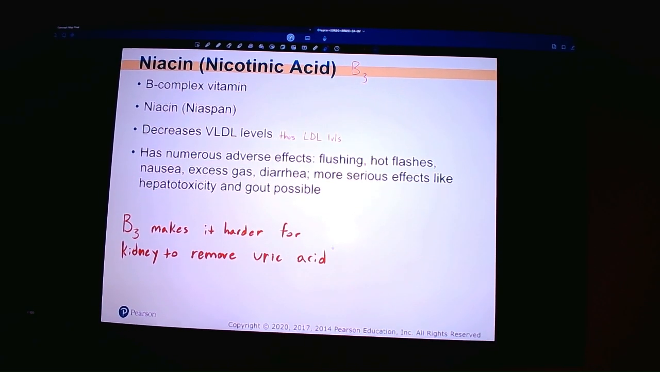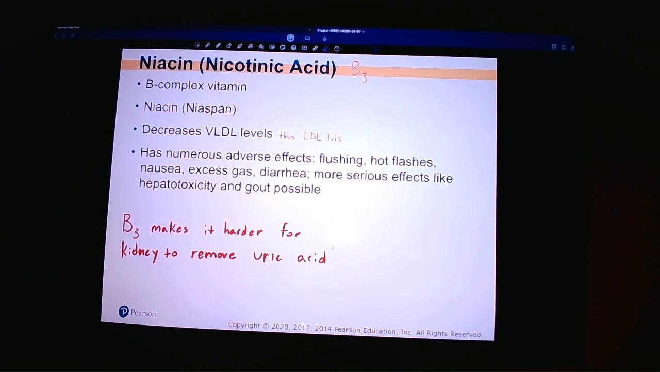Now we're going to talk about niacin, right? So that's our vitamin B3. This is going to be a little review of our vitamins chapter, right? It's a B complex vitamin, so it's a water-based vitamin. Niacin, Niaspan, right? But it's also called nicotinic acid, right?